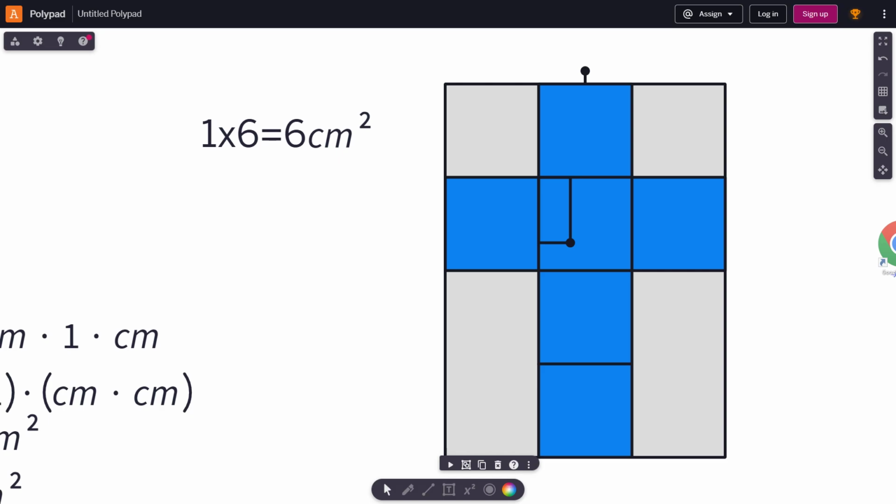Also, bracket touching each other also means multiplication. Now it's going to be 4 times 2. Now it's going to be 8 centimeters squared. No, centimeter cubed.